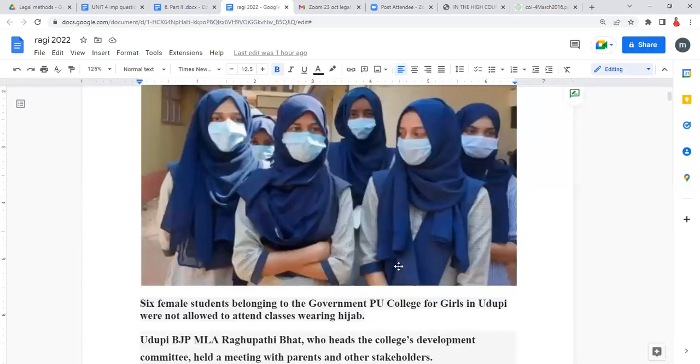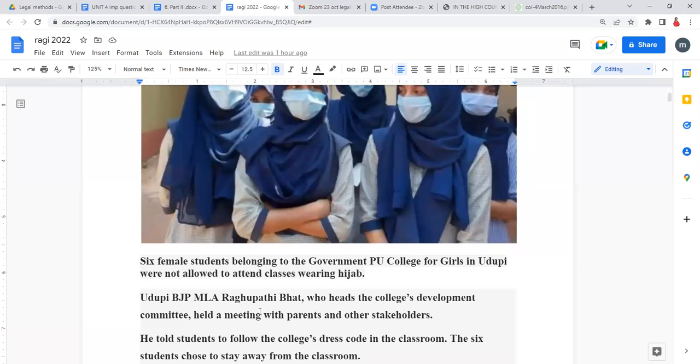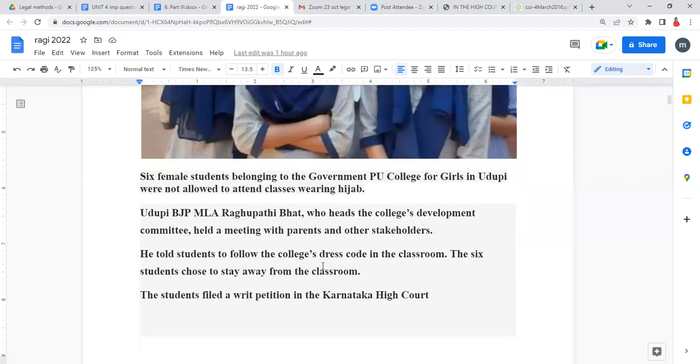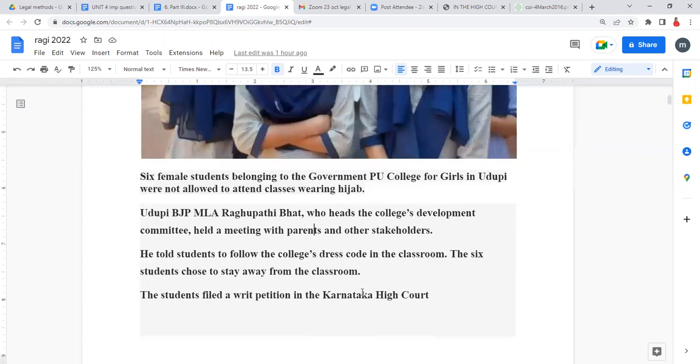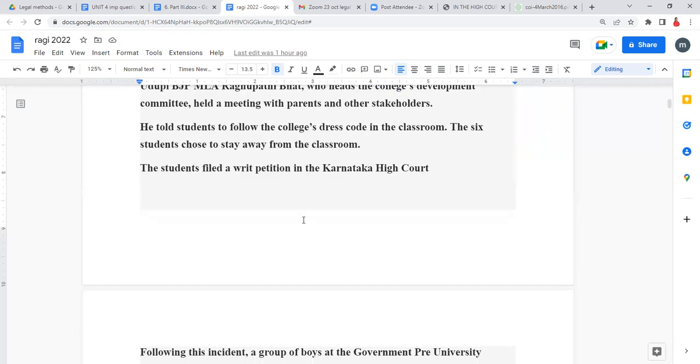So they went on protesting and there was this BJP MLA in Udupi. He held a meeting with parents and stakeholders, and he told the students to follow college dress codes in the classroom. These six students stayed away from the classroom. He said, whatever is the school or college uniform, you should wear that only. But they were not allowed to sit inside the classroom. Following that, a lot of other things also happened, like wearing saffron scarves and going to the classroom.